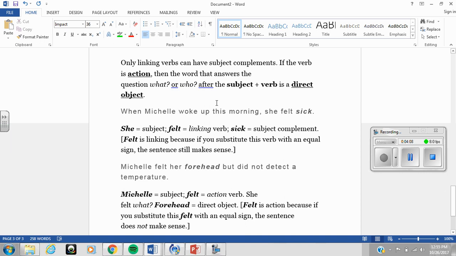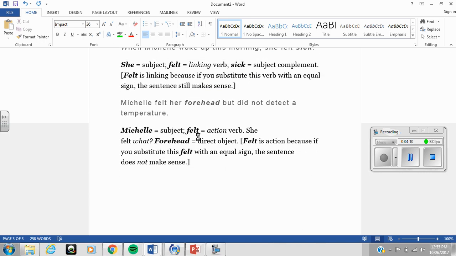Michelle felt her forehead, but did not detect the temperature. Take a look at this one. Michelle felt, it's actually an action in this sentence because she's doing it. She's putting her hand on her forehead. So in this particular instance, we have an action verb. And forehead would be the direct object because who or what was felt, it was her forehead.